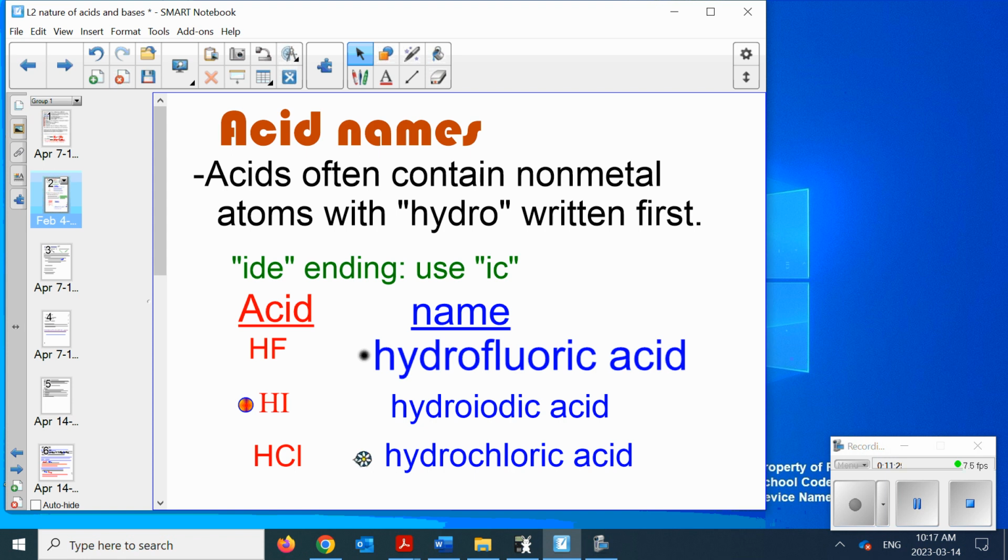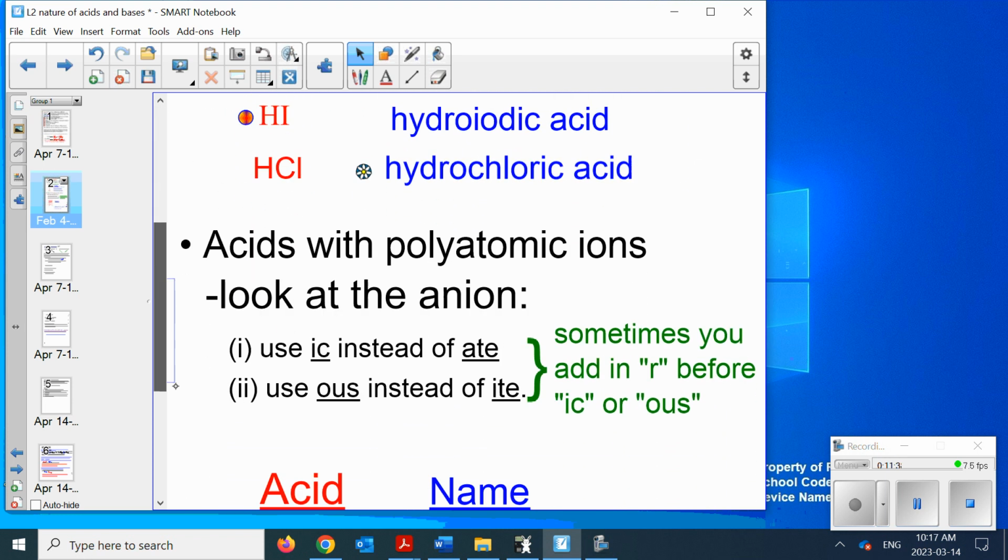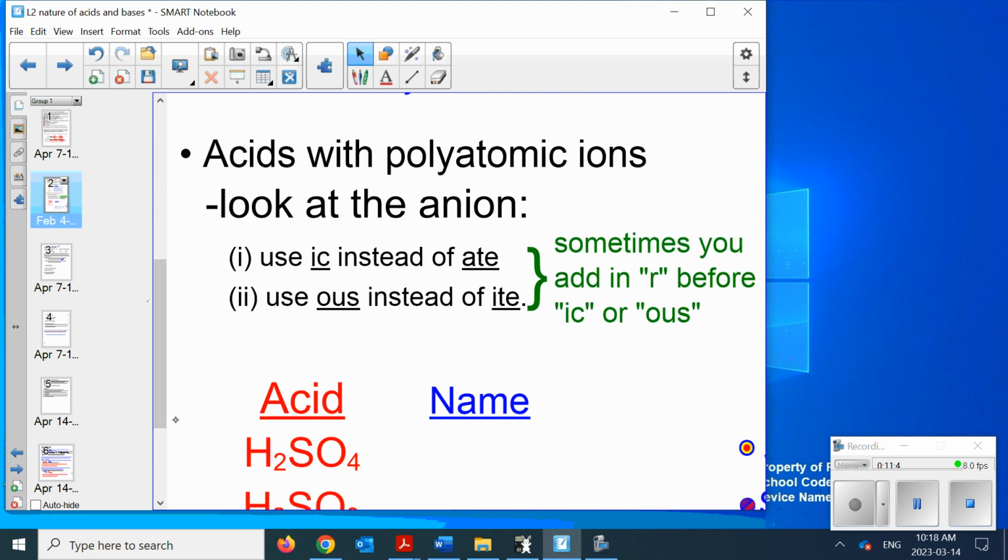The rest of the acids we tend to use in high school are polyatomic acids. And while your sheet goes further, for acids with polyatomic ions, you look at the anion. You're going to use ic instead of ate, or ous instead of ite. We're talking about the names on the polyatomic ion sheet, that's your second last page in your handout. Sometimes you have to add an r in before the ic or the ous. And this is actually what I'm going to focus on more.